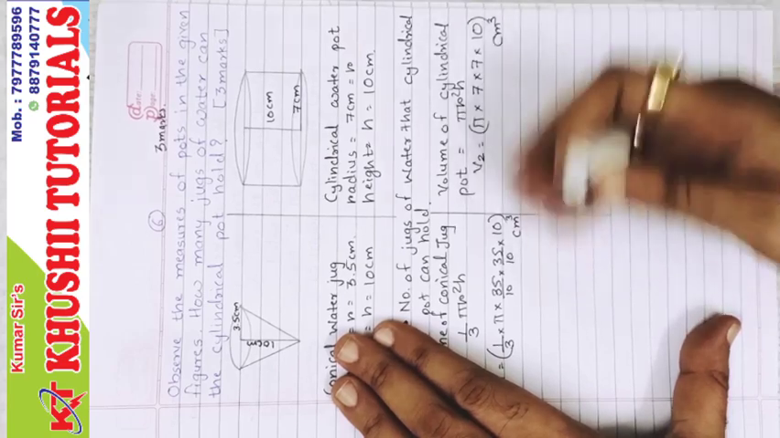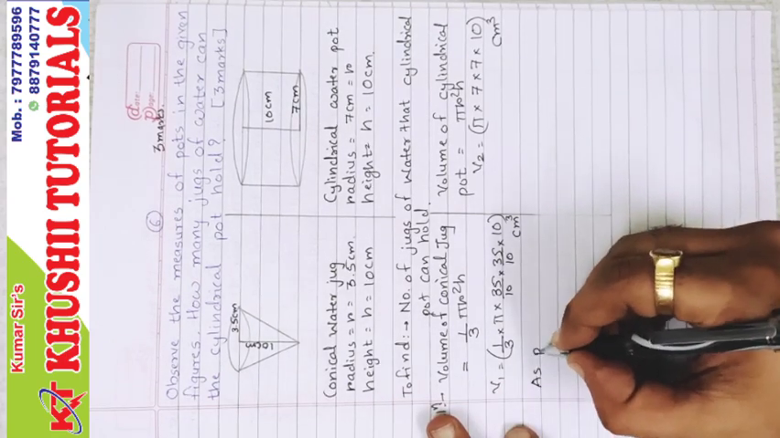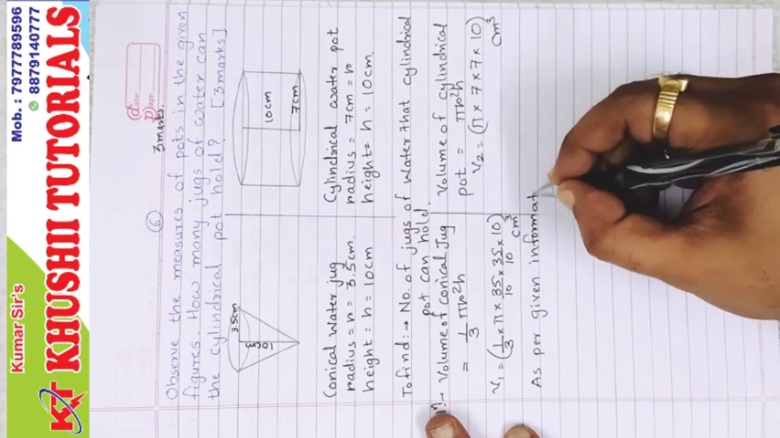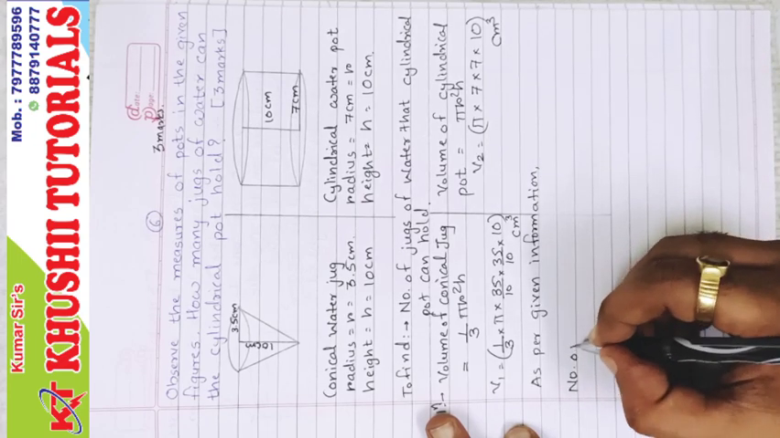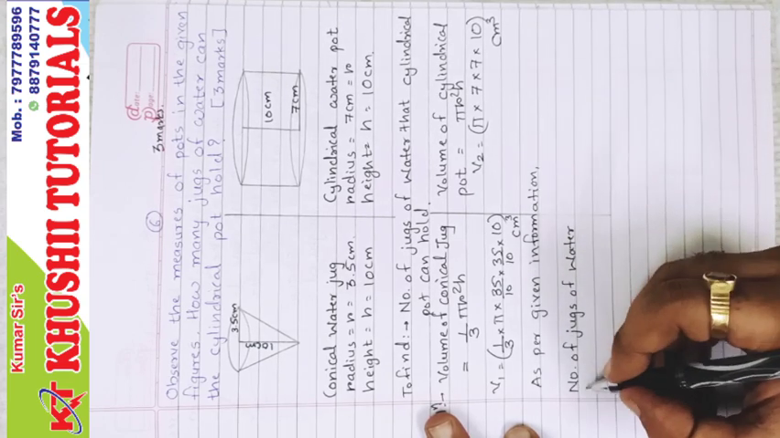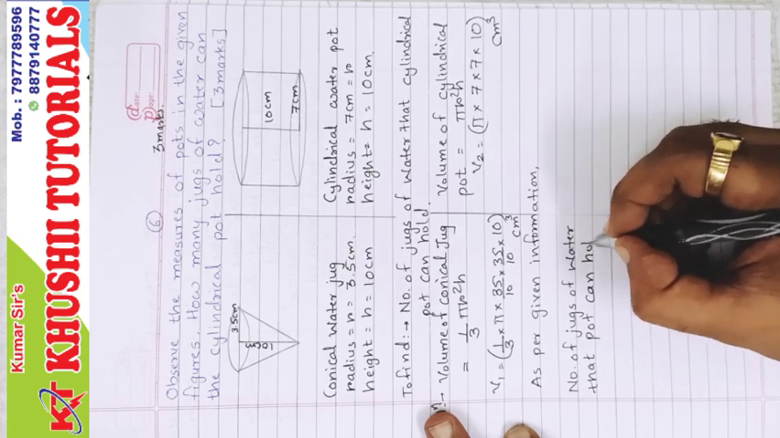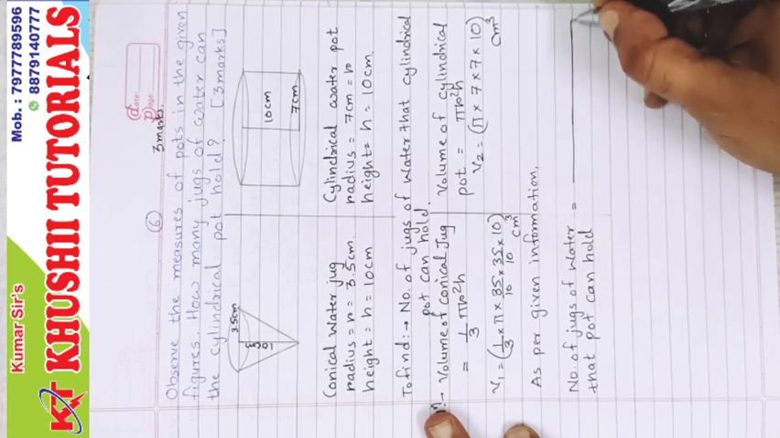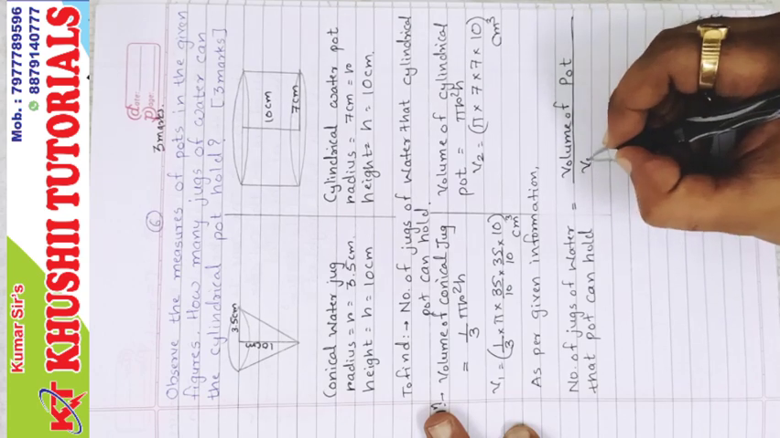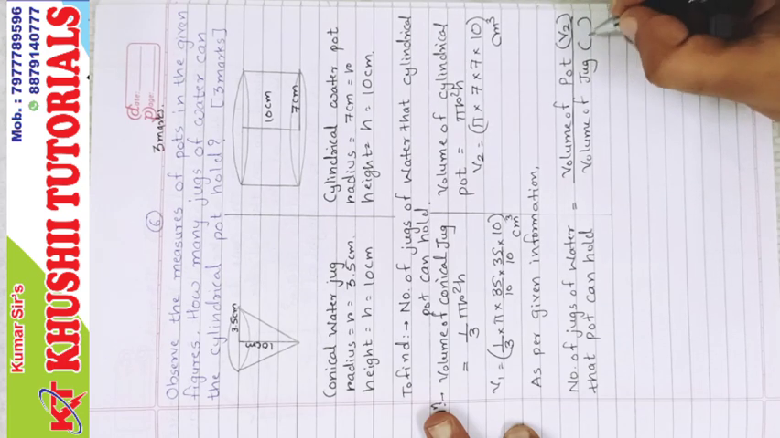Now, as per the given information, the number of jugs of water that the cylindrical pot can hold equals volume of pot divided by volume of jug. Volume of pot is V2, volume of jug is V1.